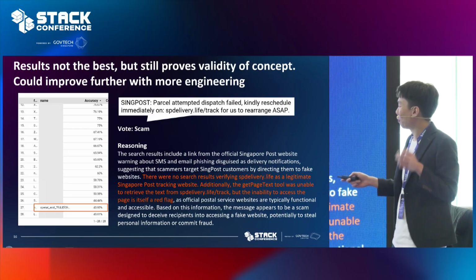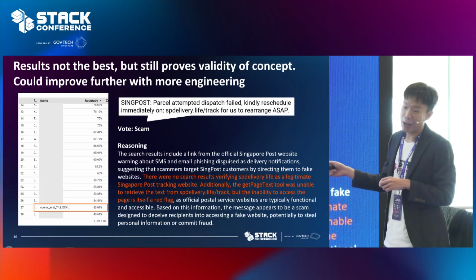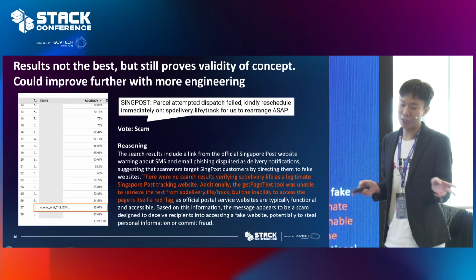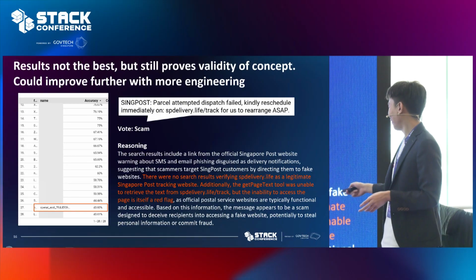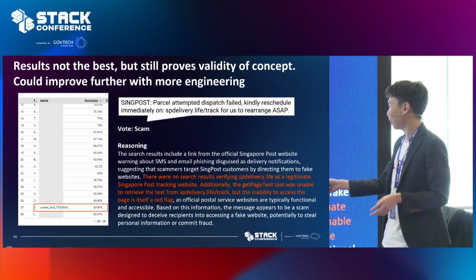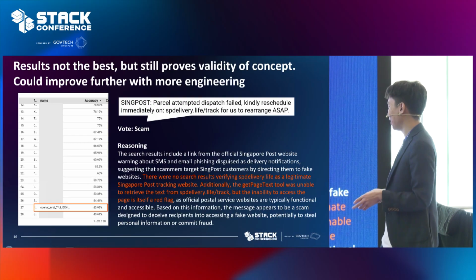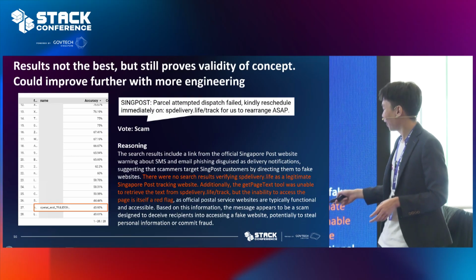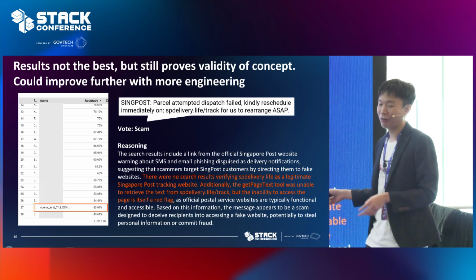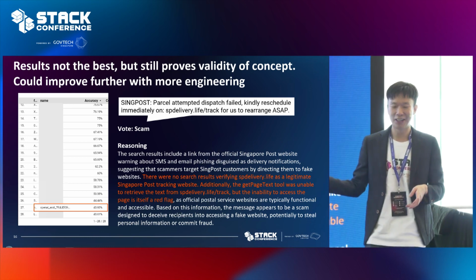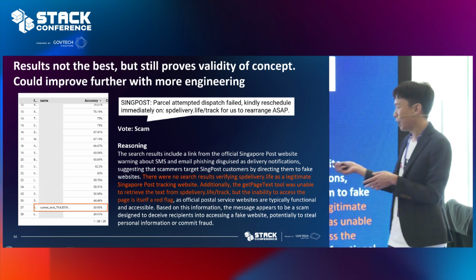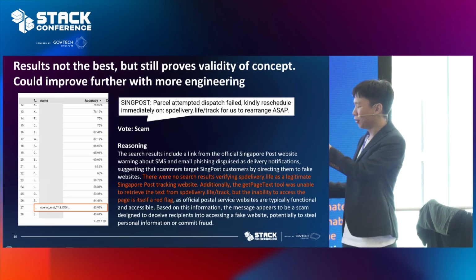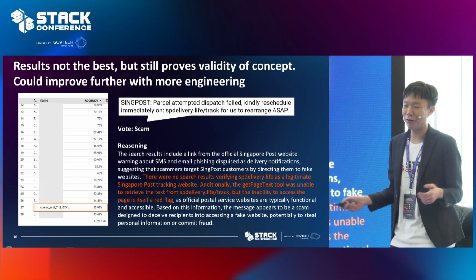So this is an example where it worked well, right? So it determined that this was a scam. That's correct. And you can see its reasoning, because we do chain of thought. There were no such results verifying this as a legitimate SingPost website. Additionally, you can't get the text from the website itself, but the inability to access the page itself is a red flag. So this is very smart reasoning, right? This makes sense. So actually, when it works well. And actually, what we want to do is to make this better with more prompt engineering and all that.